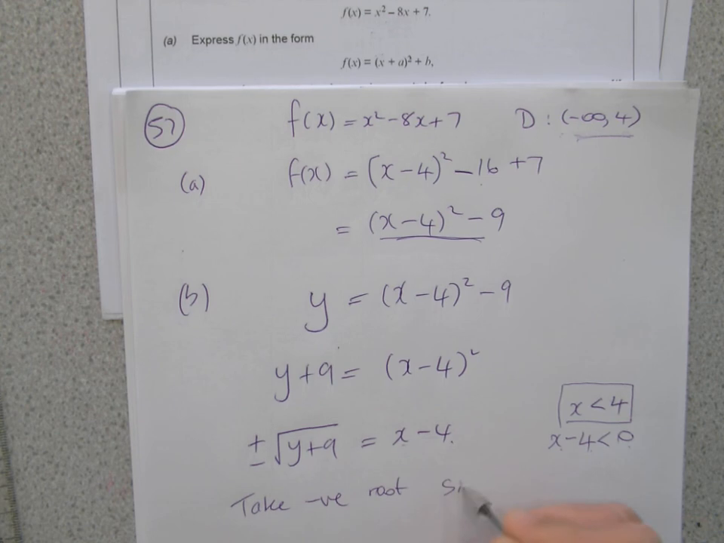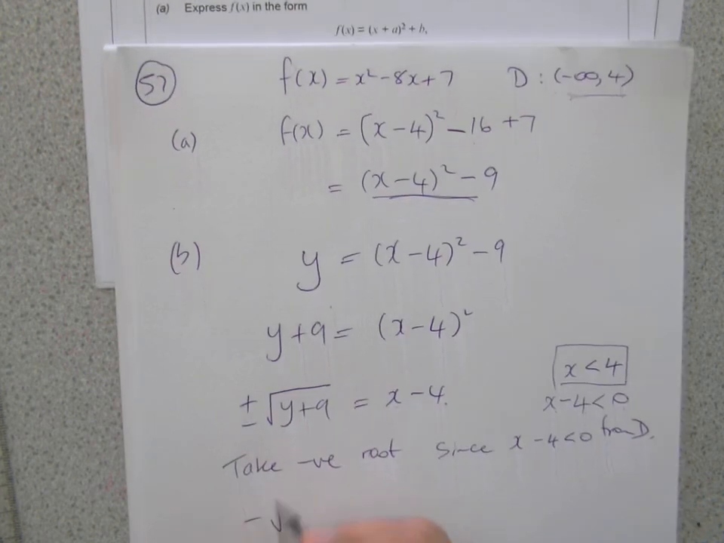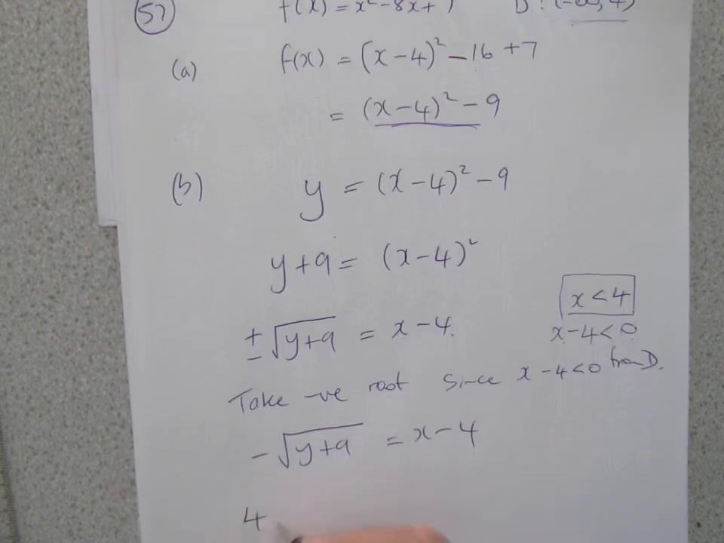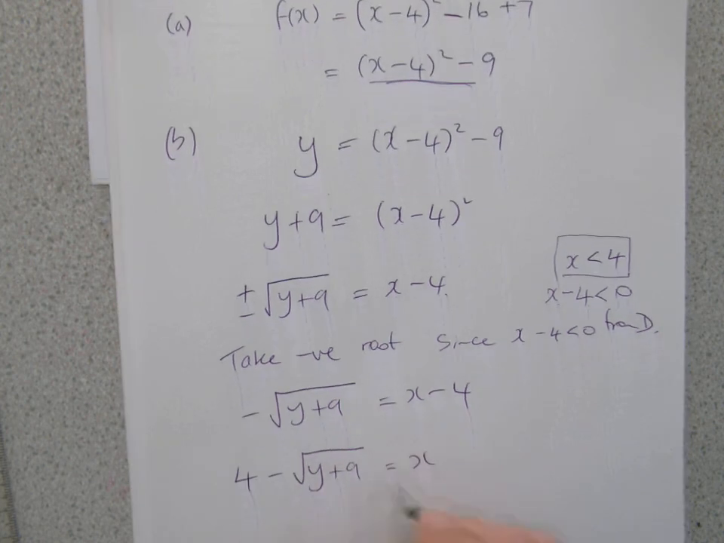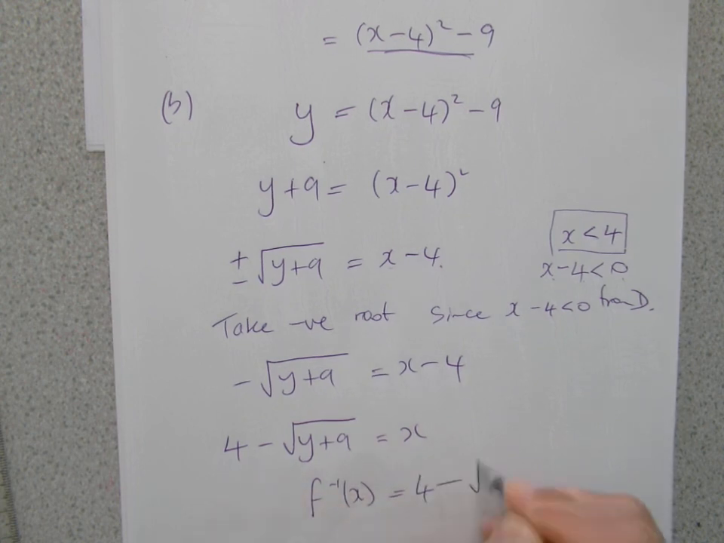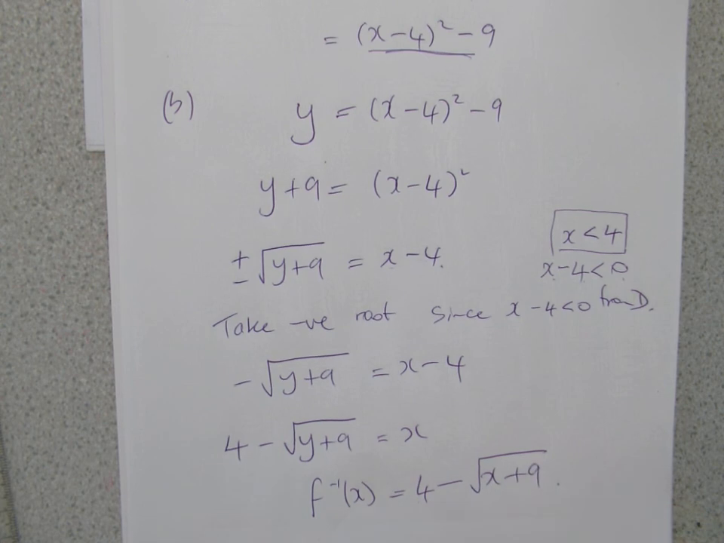since x minus 4 has got to be less than 0 from the domain, therefore my negative root. All I've got to do then is take that minus 4 over the other side, it becomes plus 4, and I get this. Then you've got to write this as a proper function, so we say f to the minus 1 of x equals this, in terms of x, and you're done. That's it. That's how you find the inverse function of a quadratic function.